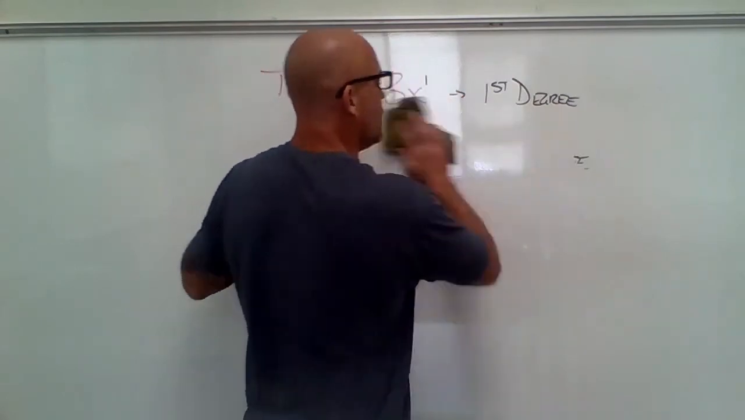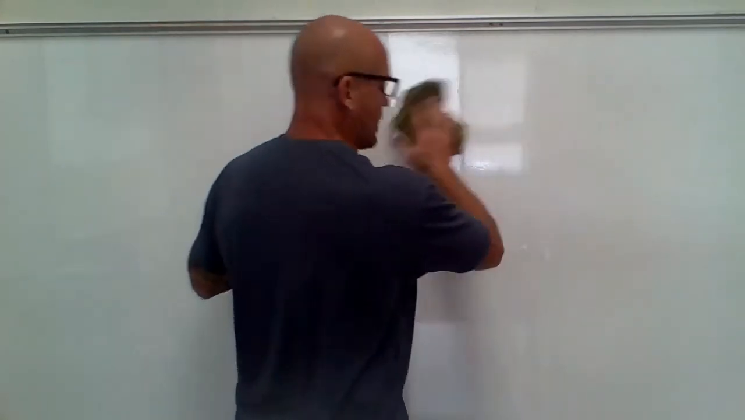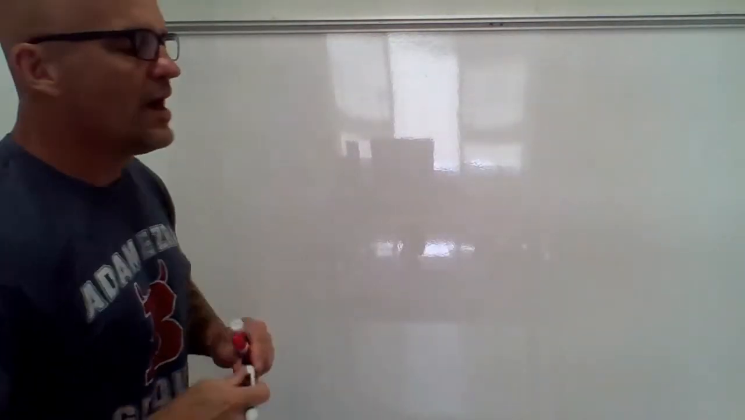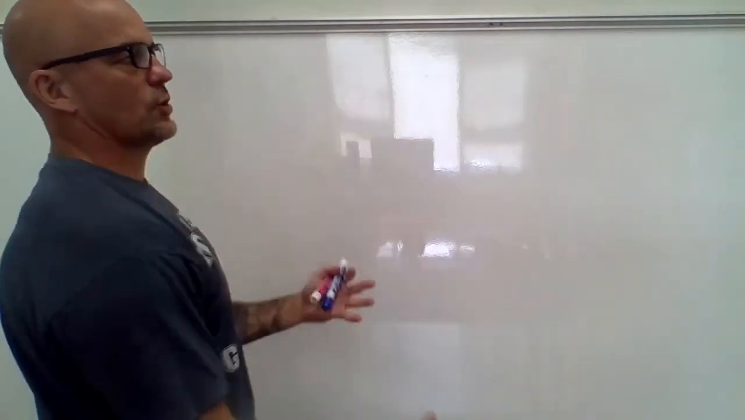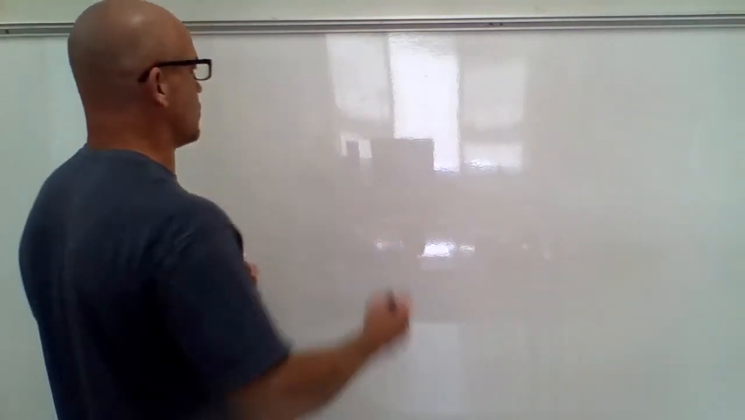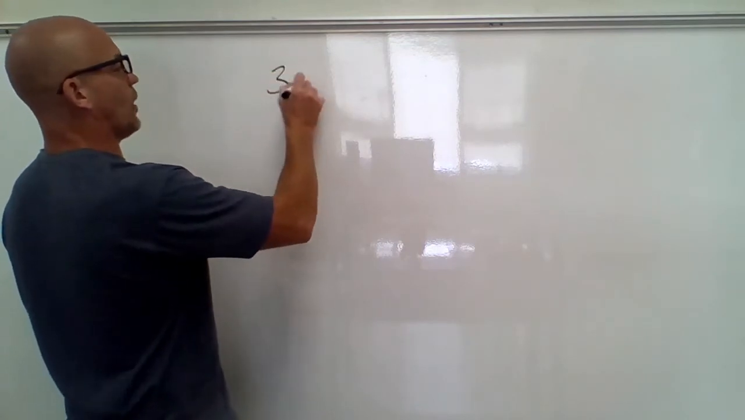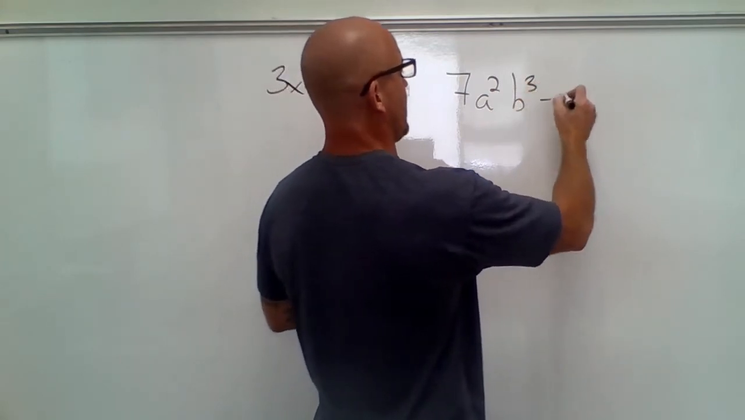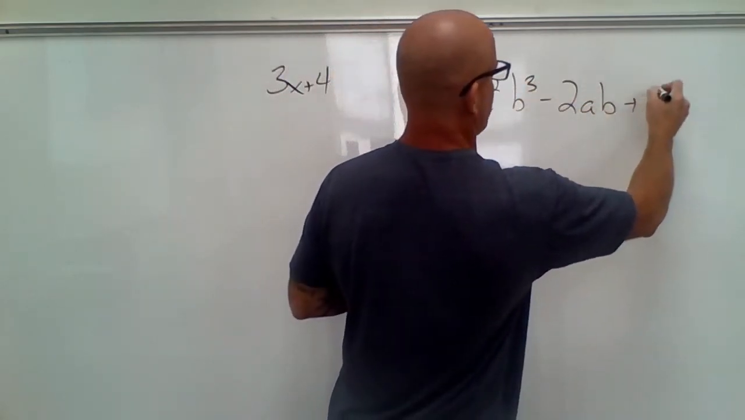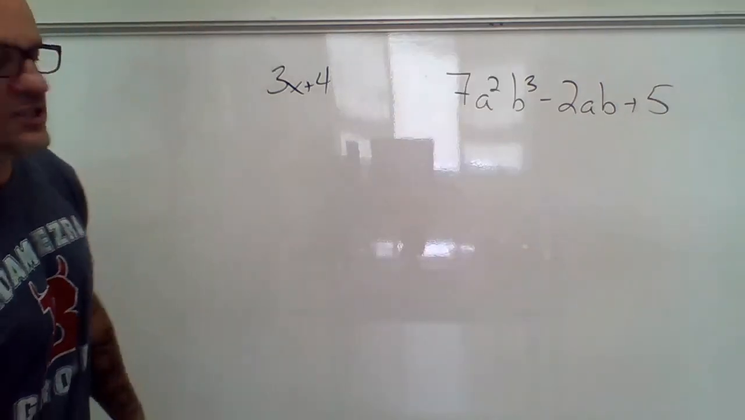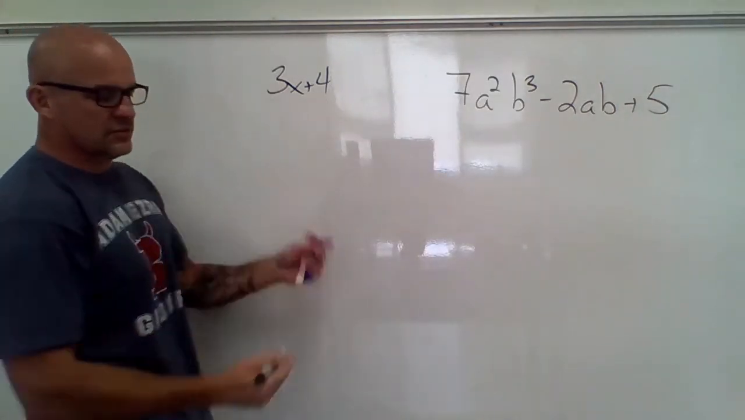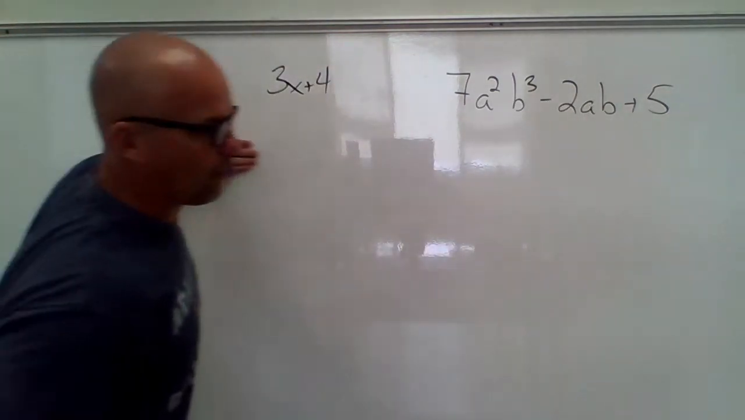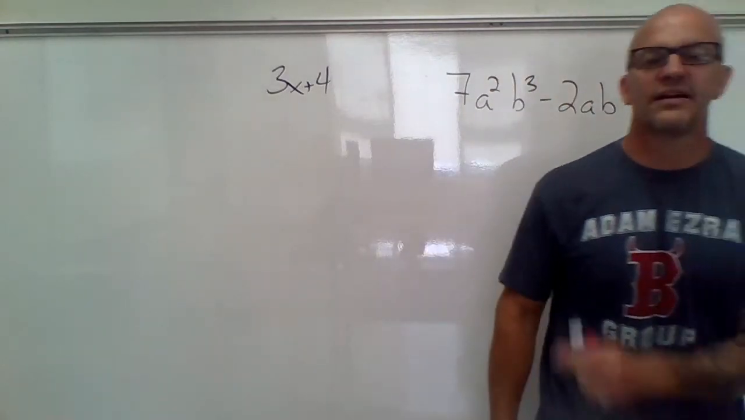Polynomials, ladies and gentlemen, are many numbered expressions. I'm not going to bother with that definition. You can write that down if you want. Polynomial is just that blanket term that stands for any type of expression you're working with. 3x plus 4, polynomial. 7a squared b cubed minus 2ab plus 5, polynomial. It just means there's many terms. 3x and 4 has 2 terms, it's a polynomial. This has 3 terms, it's a polynomial. I can fill this with a whole bunch of terms being added and subtracted together, polynomial.